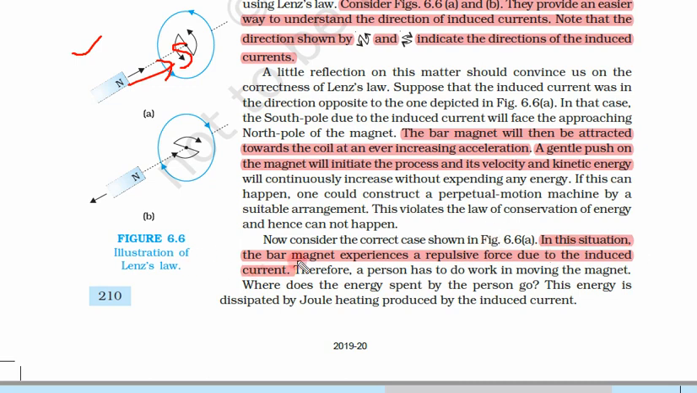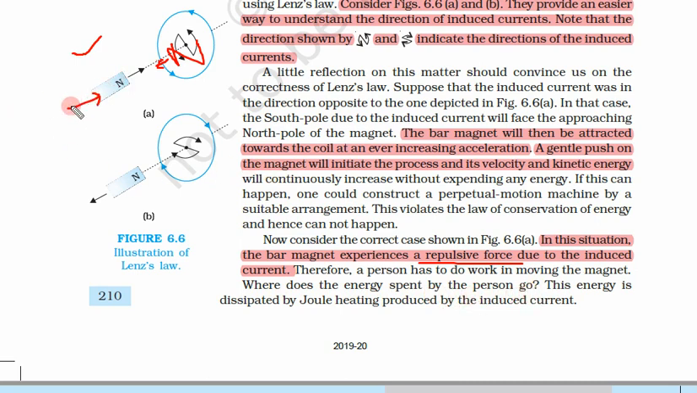In this situation, the bar magnet experiences a repulsive force, because this side is now the north side, and this side is now the north side. So we have a repulsion due to the induced current. Therefore a person has to do work to push it here, to move the magnet. Where does the energy spent by the person go?